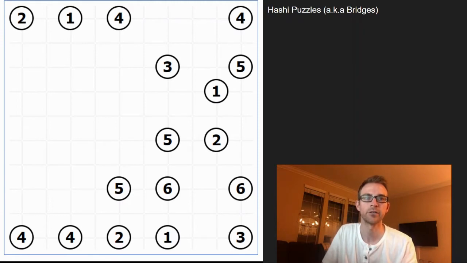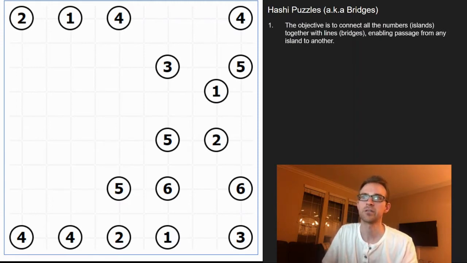This one's on Hashi, also known as bridges. The objective is to connect all the numbers together with lines. Also can be seen as islands and bridges. And you can't isolate any numbers by themselves. So you have to enable passage from all the islands to one another.